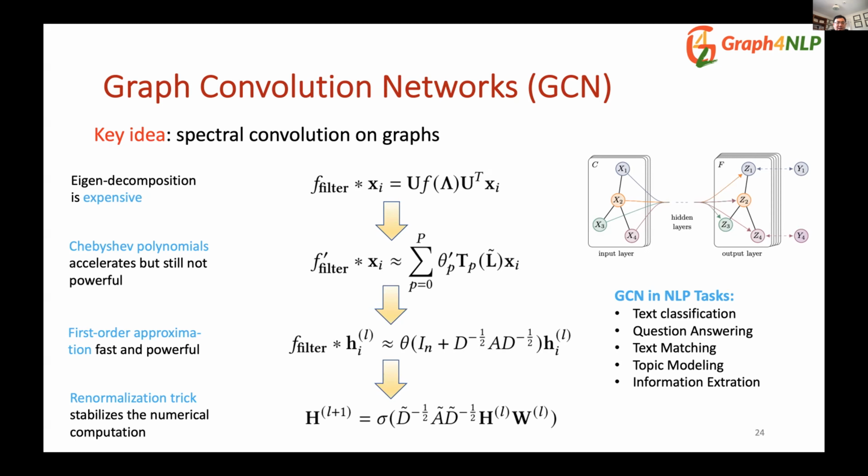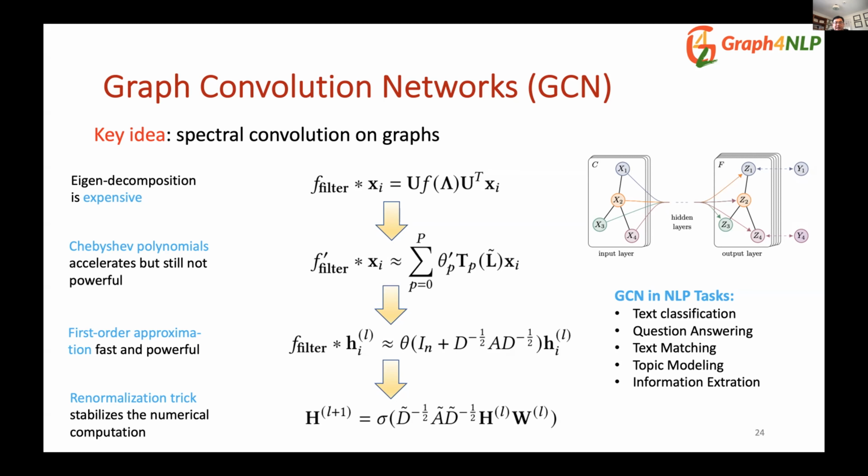Therefore, people thought about how to accelerate this computation by leveraging a Chebyshev polynomial. It's a very good approximation, but still it's not efficient enough. Then later in the GCN paper, they developed the first-order approximation by cutting off the Taylor expansion and only preserving the first-order term. This has become very fast because now you only have a matrix-vector operation. Although it's an approximation, it's so powerful. And you just need to do this renormalization trick in order to stabilize the numerical computation.